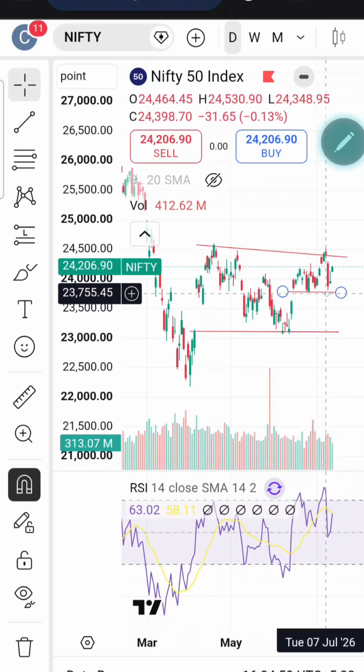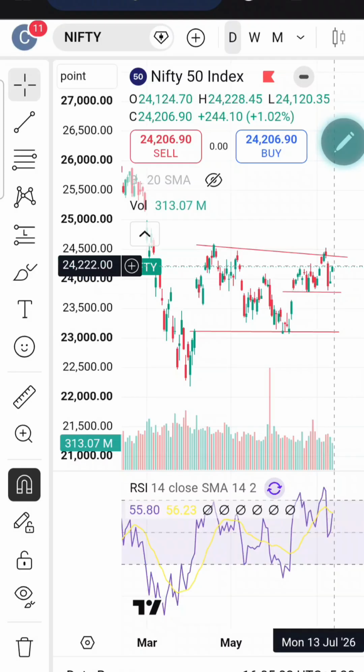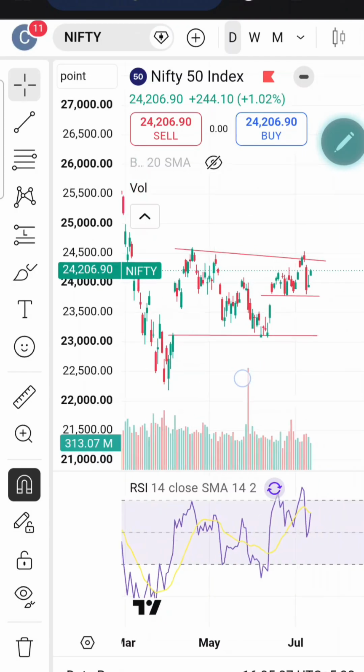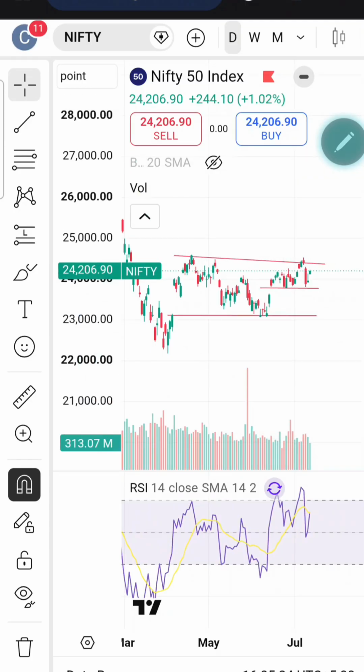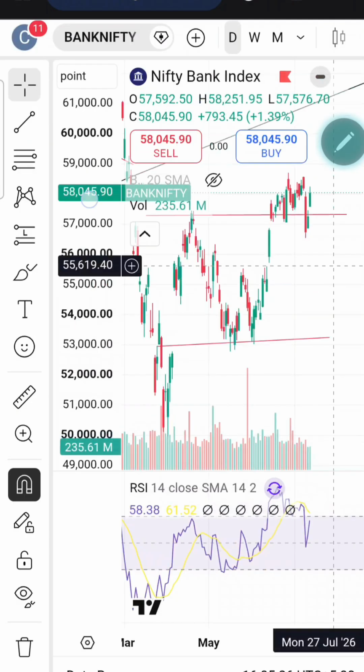That is a gap up. This is a strong support where we can rely on and we can make good money in the market. Let's go for the Nifty, what Bank Nifty is doing.